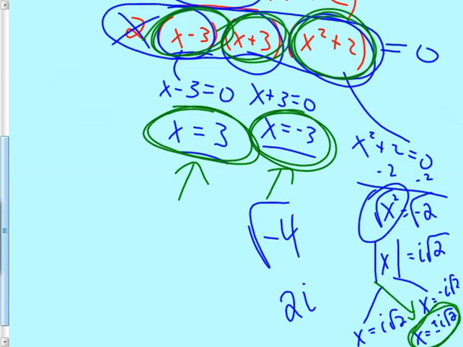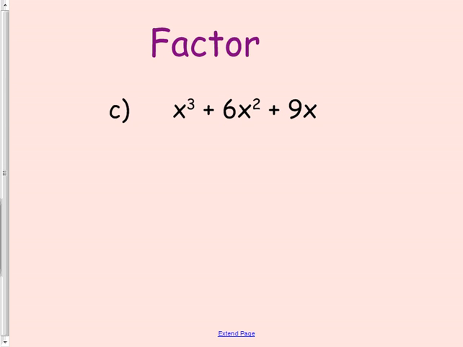All right. Let's go on to the next screen. This one, factor, just normal factoring. Do you get that there's an x in everything, though? Factor that out first. Factor that x out first. And then factor from there.